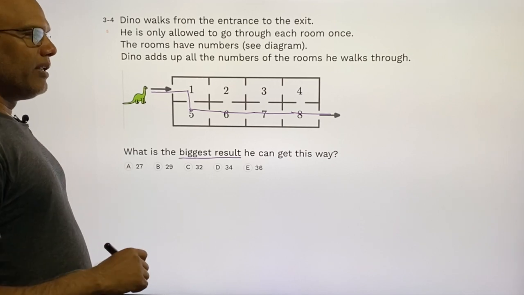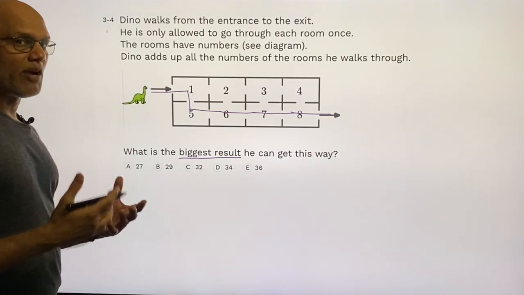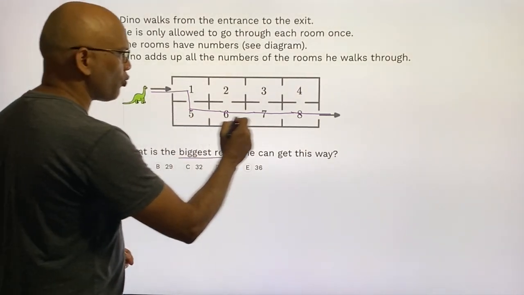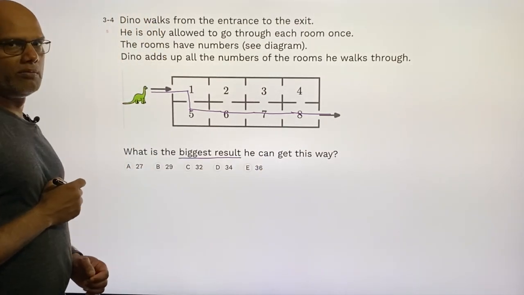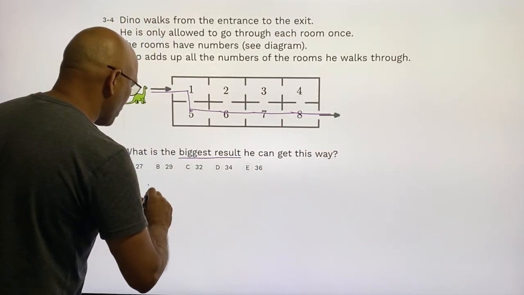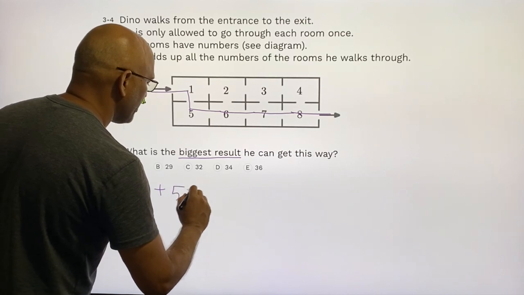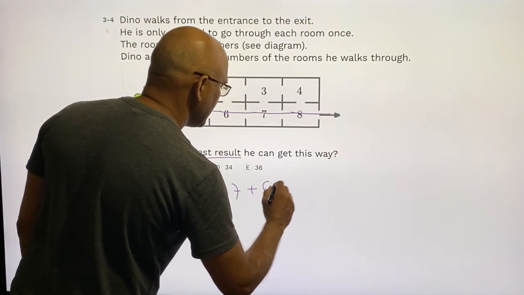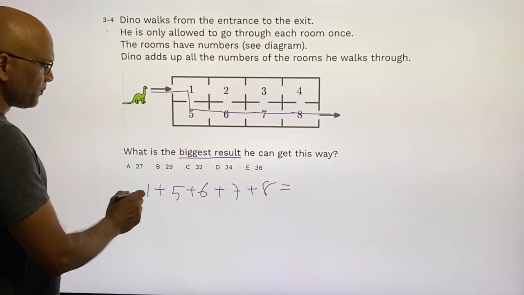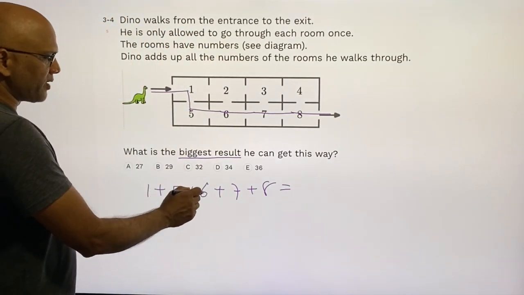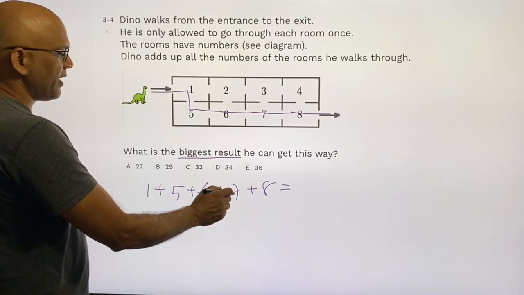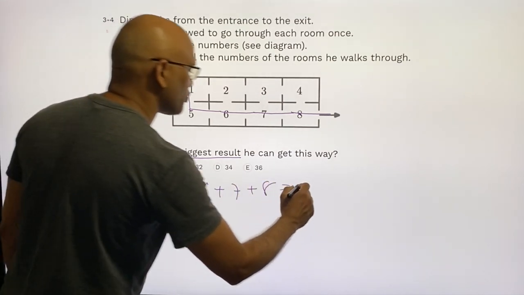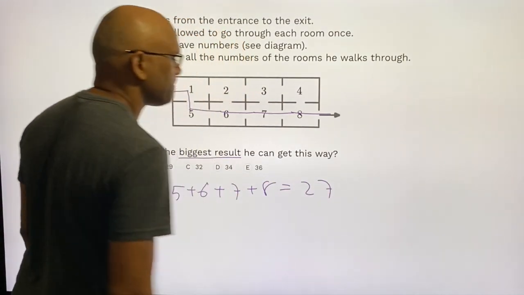Okay, in the beginning we may think, since I want the biggest result, I just walk through the bigger numbers. So in this way I get 1 plus 5 plus 6 plus 7 plus 8, and these add up to 1 plus 5 is 6 plus 6 is 12 plus 7 is 19 plus 8 is 27, right?